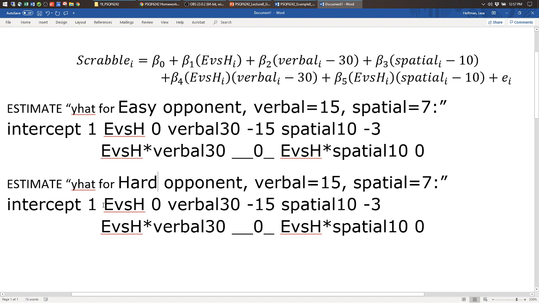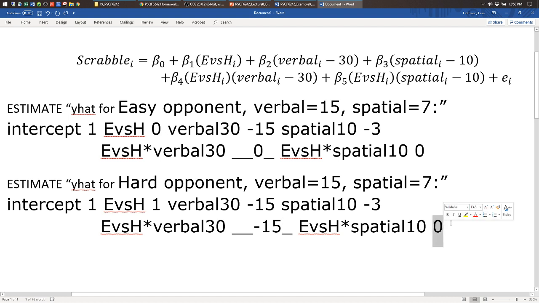What needs to change? Does intercept change? Nope. Oh. Does easy versus hard change? Yes. What is it now? 1. 1. And because that changed, what now goes here? Yeah, 1 times negative 15 is negative 15. And 1 times negative 3 is negative 3.